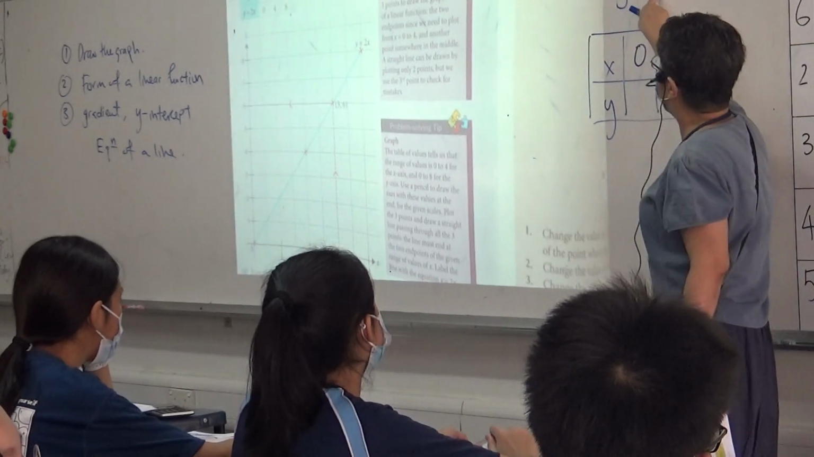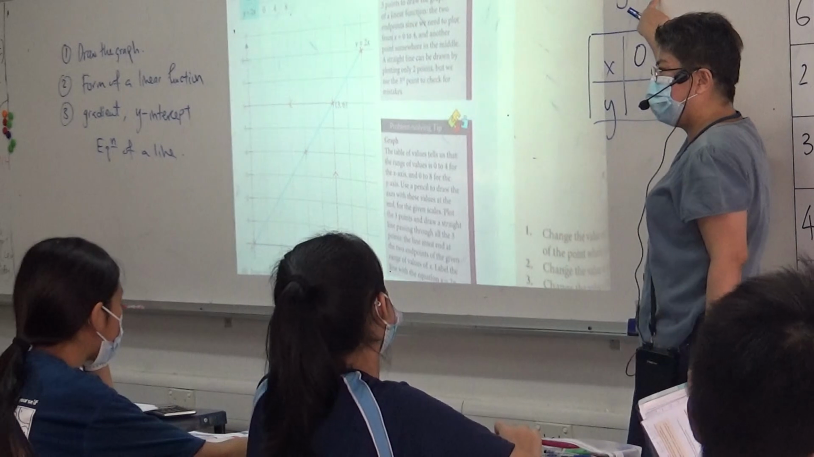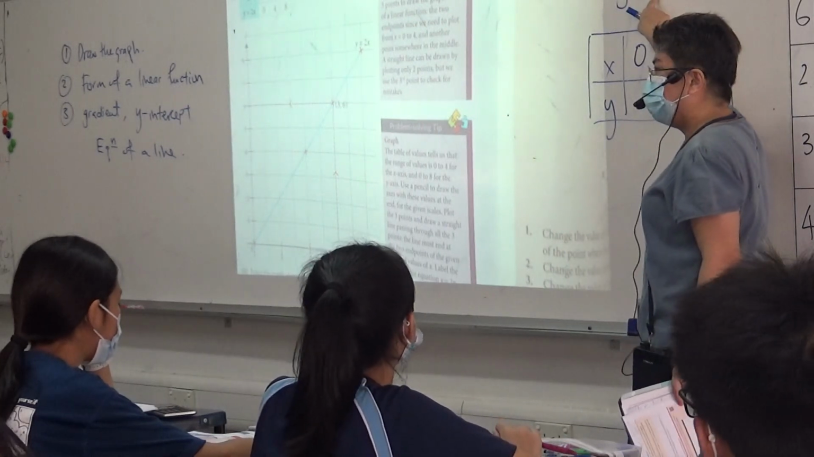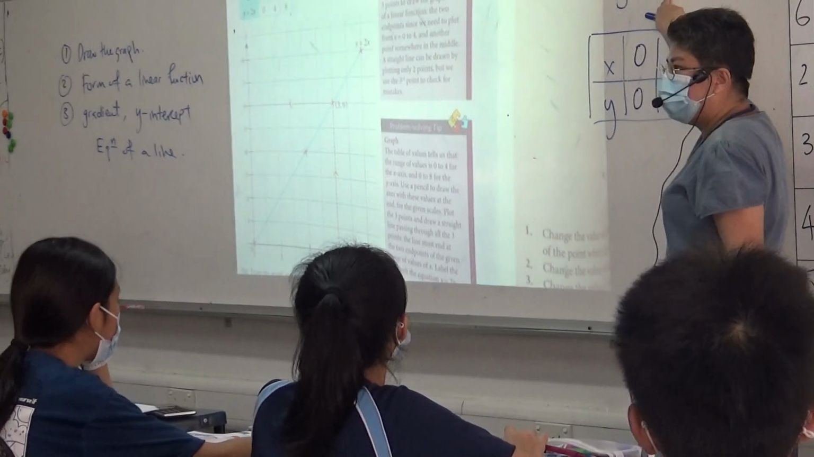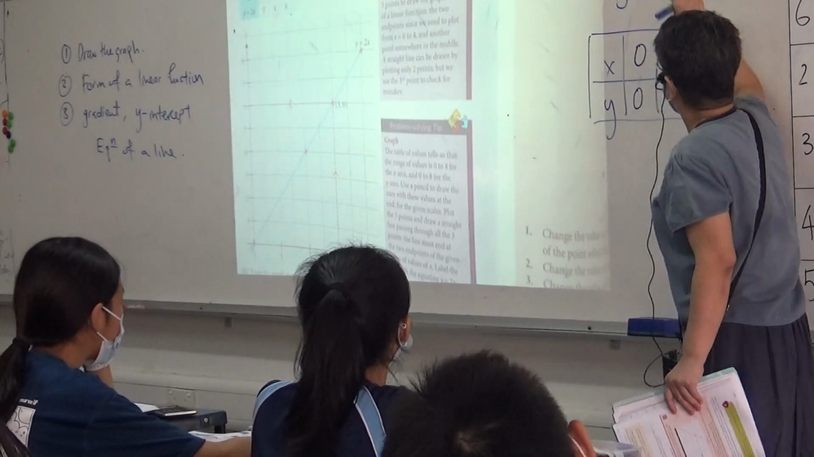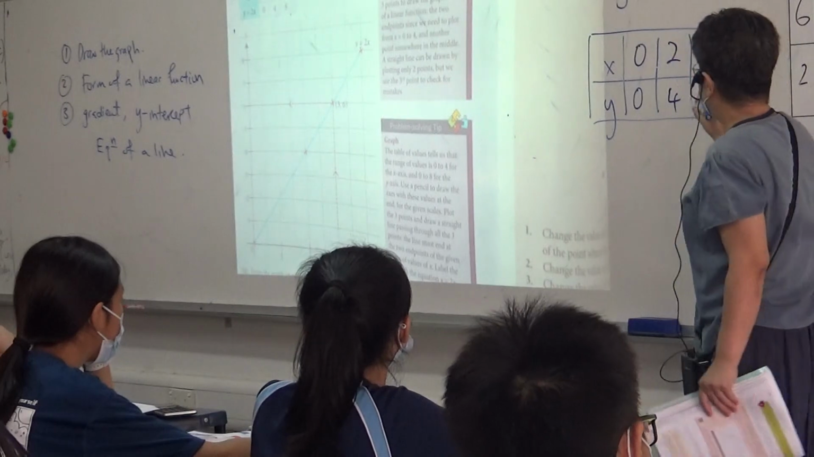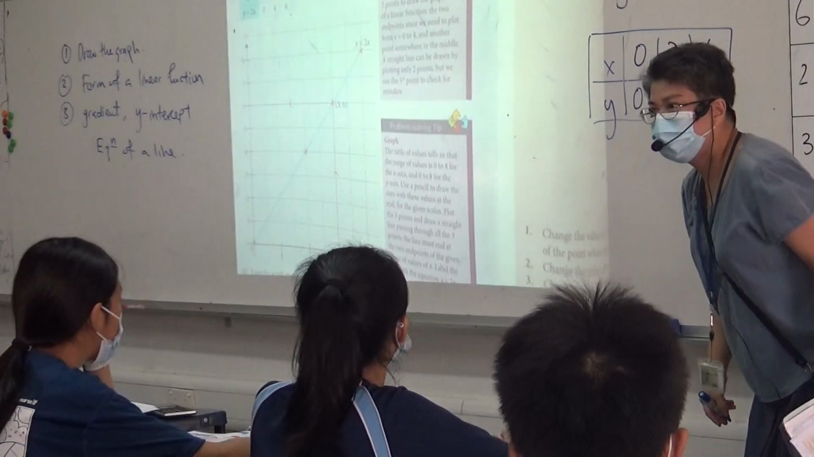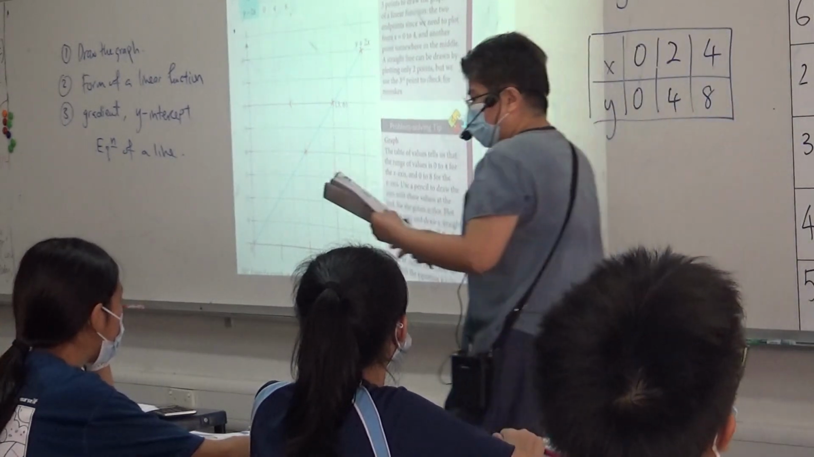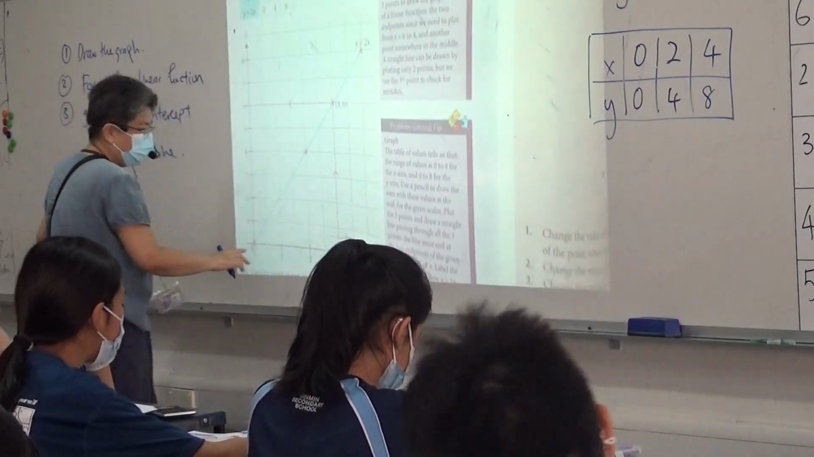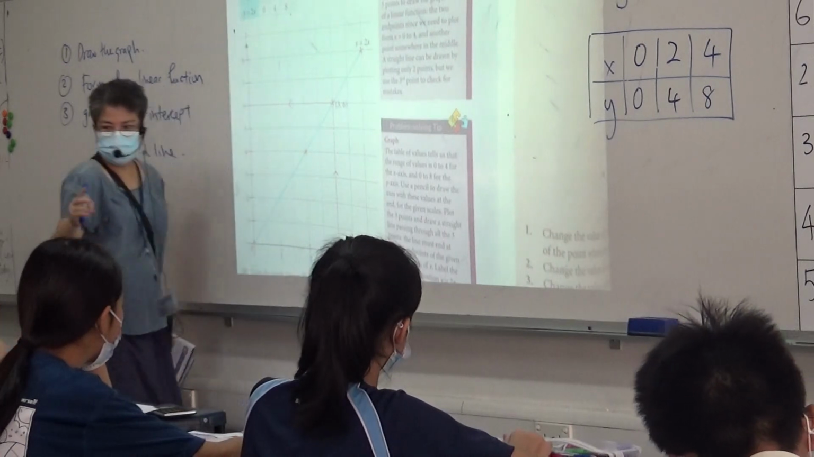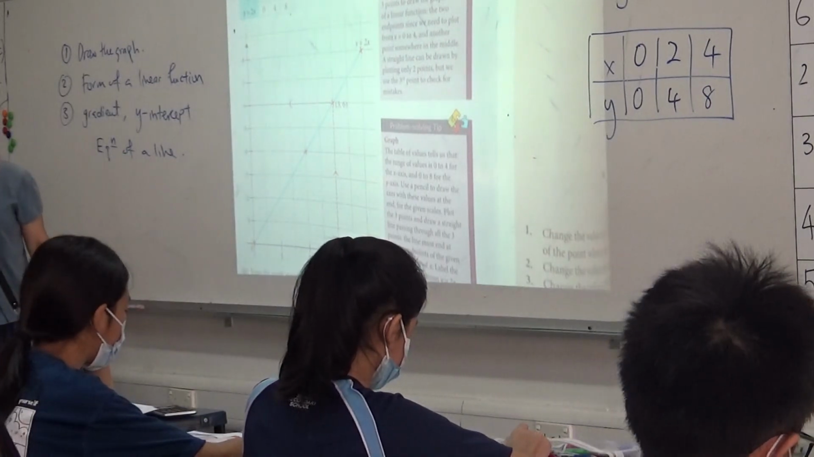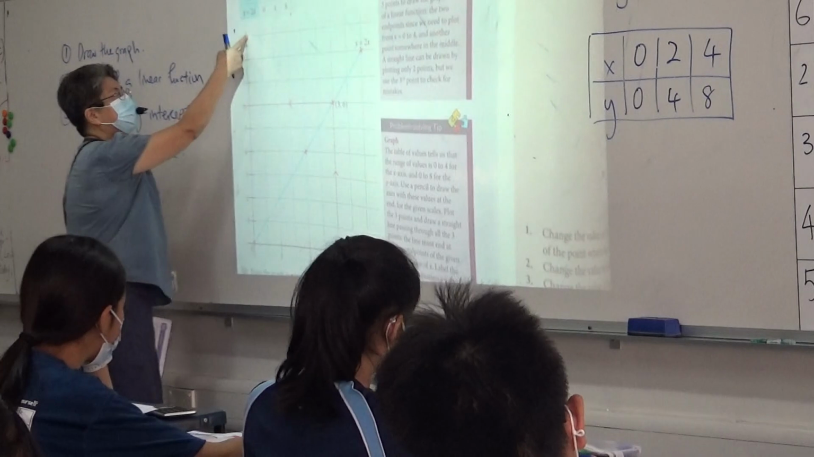When x is 0, what's my y? When x is 0, y is also 0, right? How about when x is 2? 4. Very good. How about when x is 4? 8. Can you see it? Now, the question says, use 2 cm to 1 unit. Can you look at the x-axis? Can you see 2 cm 1 unit? You can look at your own graph in the book, it's also 2 cm 1 unit. And this one is 1 cm 1 unit. Can you see?